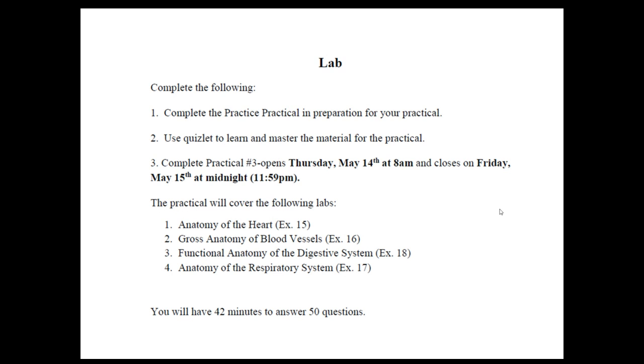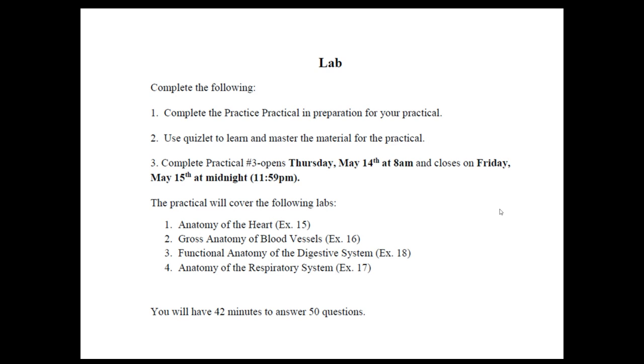If it's 2 words, then learn the 2 words, right? Don't try to shorten it and what have you. Okay? Your practical will be just like the previous practical. There'll be 50 questions. You'll have 42 minutes. They will cover all of the labs we've had since the last practical. So heart, blood vessels, digestive system, respiratory system.